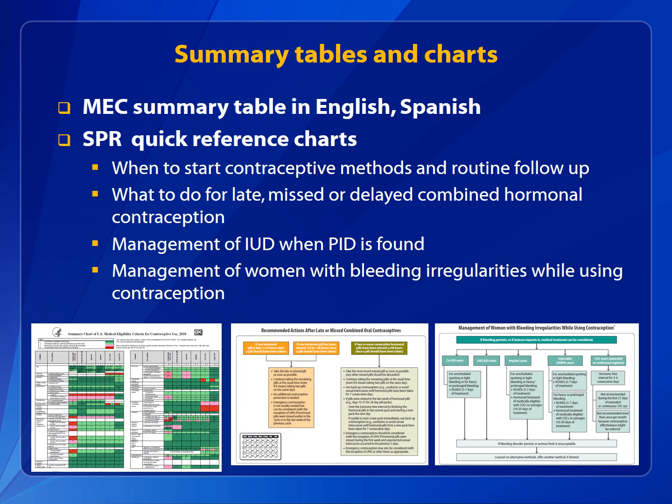This app includes a similar click-through approach for the medical eligibility criteria for contraceptive use. CDC also has printed and laminated summary tables and charts, which can be ordered or printed from our website. These include color-coded summary charts for the medical eligibility criteria and flow charts with management strategies for the selected practice recommendations, including how to be reasonably certain a woman is not pregnant, when to start contraception, how to manage late or missed combined hormonal contraceptive methods, management of an intrauterine device with pelvic inflammatory disease, and management of bleeding irregularities while using contraception. Posting the colorful flowcharts in a staff work area can help raise awareness and use of the guidelines.